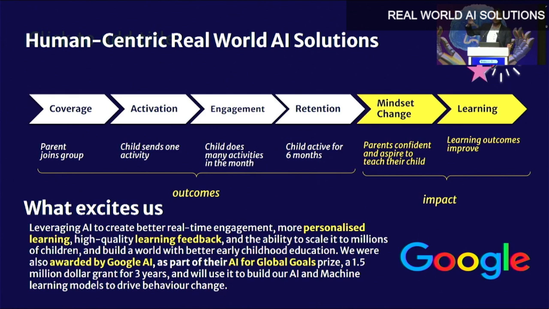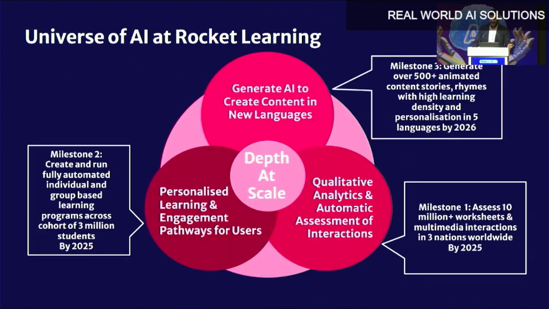We're at big scale, but we need the depth that maybe a teacher next to you can provide, right? That's what AI can help us do by personalized learning and getting instant learning feedback to our children. We're really excited to build this, and we've been lucky enough to be awarded by Google.org, the AI for Global Goals 1.5 million grant, which has helped us put together a universe of AI, which we think is key to nurturing adults and children to move along the impact journey, right?